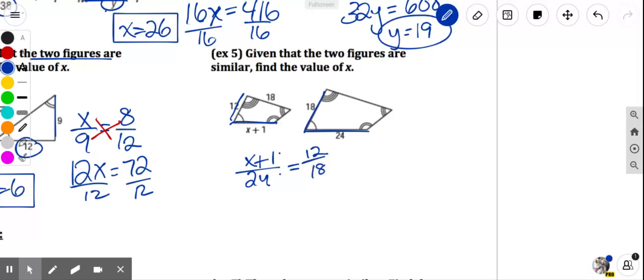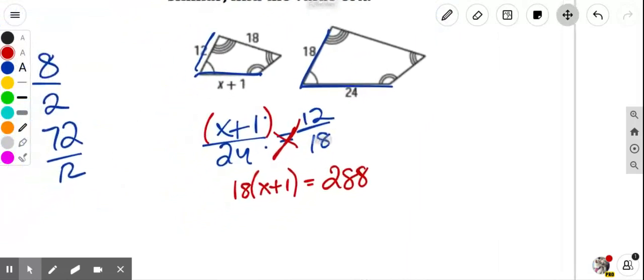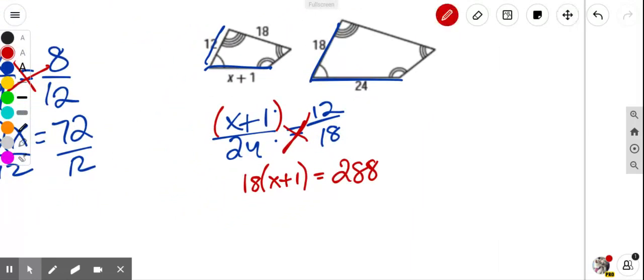And then when we cross multiply, I'm multiplying 18 by both of these terms, so you want to put it in parentheses. So I'm going to write it out actually. 18 times x plus 1 equals 24 times 12. So 24 times 12 is going to be 288. So now I'm here. And then we can distribute. And then we're going to solve for x.